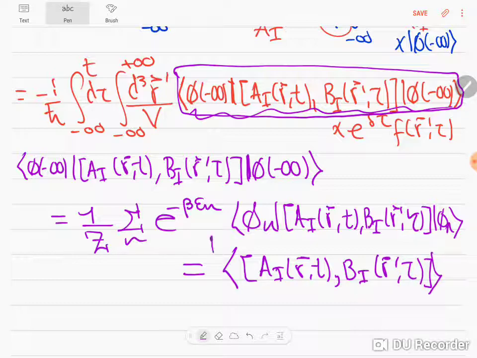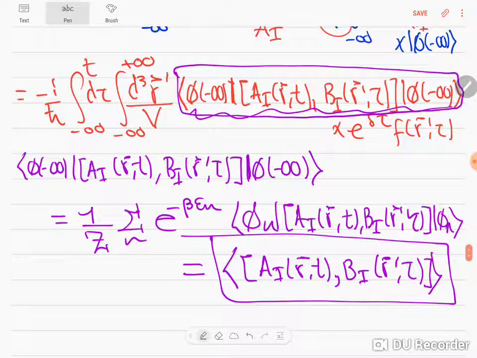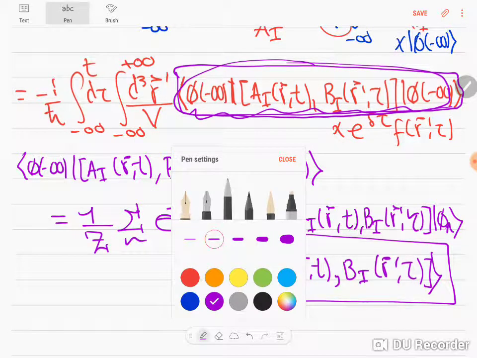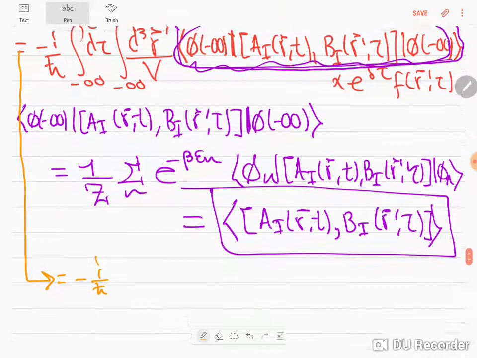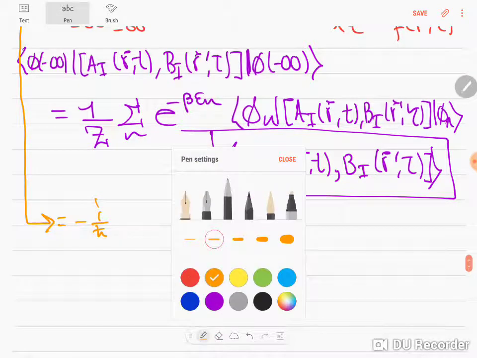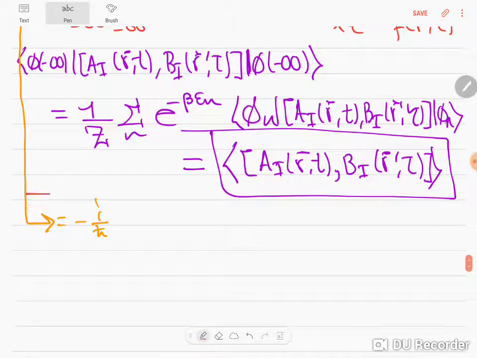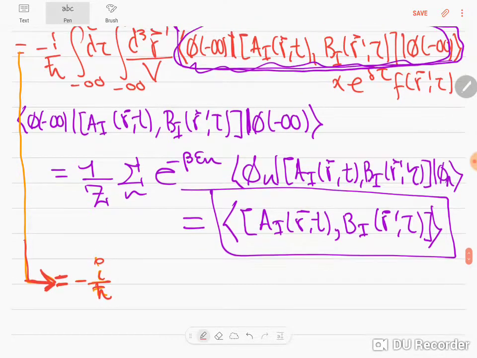Okay, so I will adopt this notation and replace it here to simplify things. So I just draw this line here, so that is equal to minus i over h bar. Let's use red because I don't know if you can actually see this orange here. Minus i over h bar. What else?